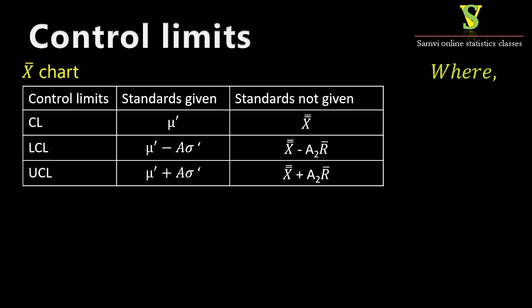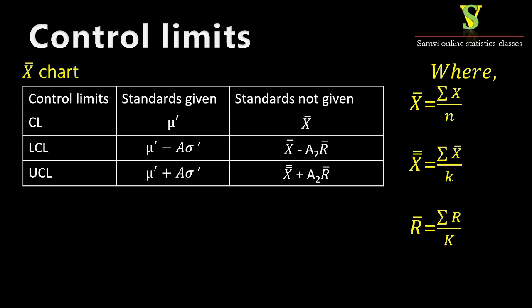where X bar is summation of X divided by N, X double bar is summation of X bar divided by K, and R bar is summation of R divided by K.